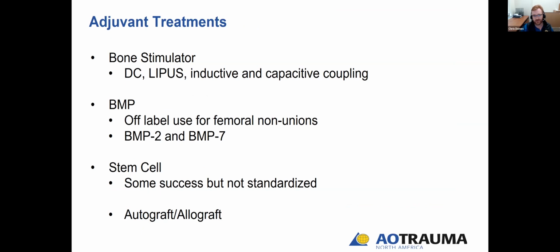Some of the more interesting things are really the adjuvant treatments. So bone stimulators, there's not a very compelling argument against bone stimulators. They have been shown to be effective. There's multiple different types. Direct current, low intensity pulsed ultrasound has a fair amount of supportive literature on it. Some of the issues with bone stimulators is cost and also patient adherence, because the patient is doing this at home.